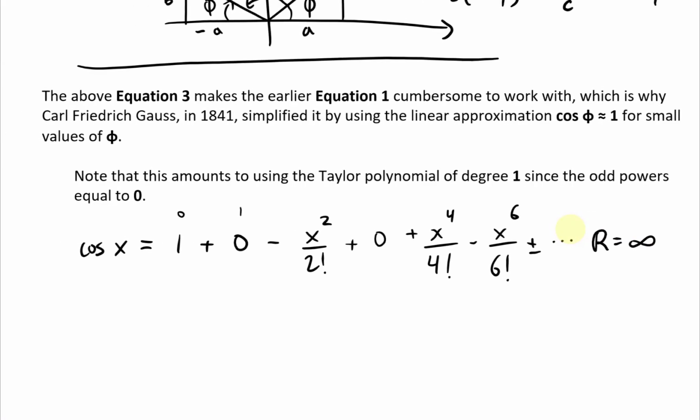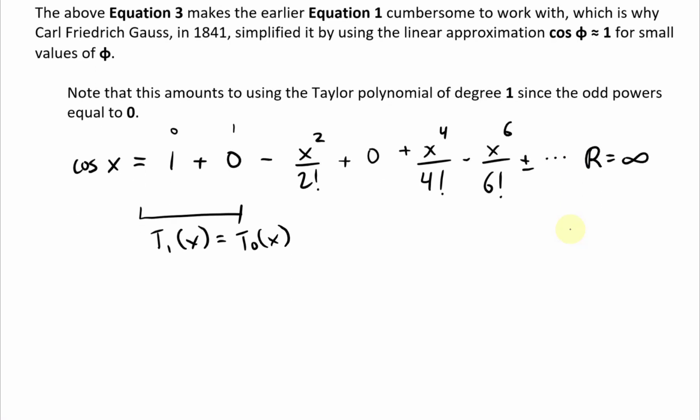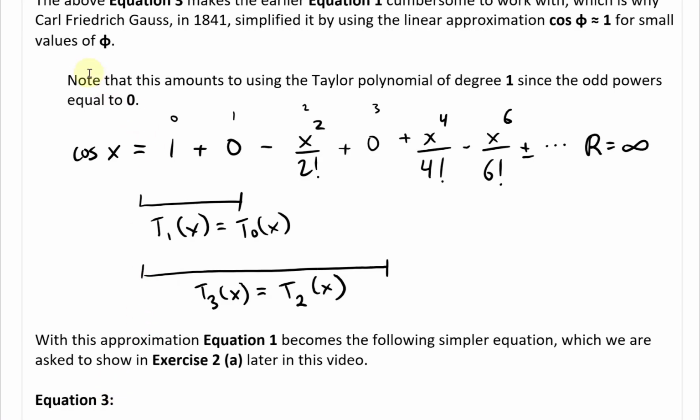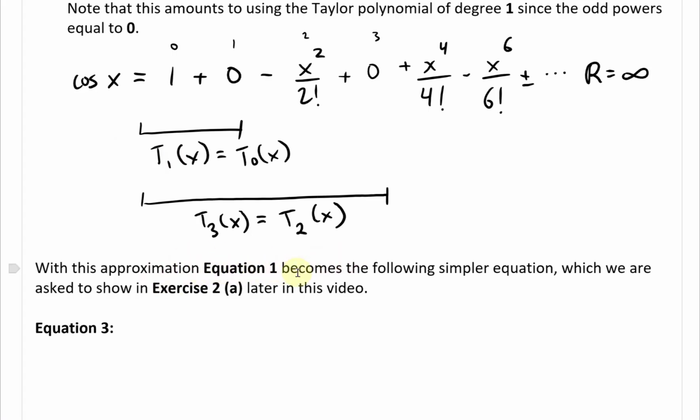So that means that this is going to be degree 1 from here to here. This is degree 1. T1 of x, in this case, is equal to T0 of x. So it's degree 1, even though it's the same as degree 0. So T1 equals T0, and likewise, if we want to go all the way across to here, this is going to be our third degree. So T3 of x is equal to T2 of x, because we have a 0 there.